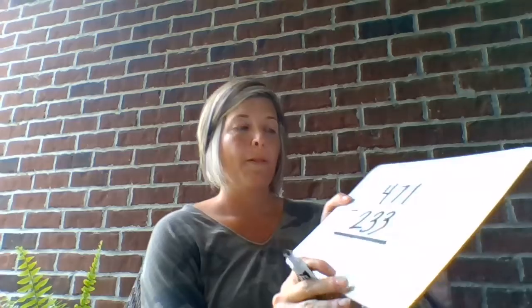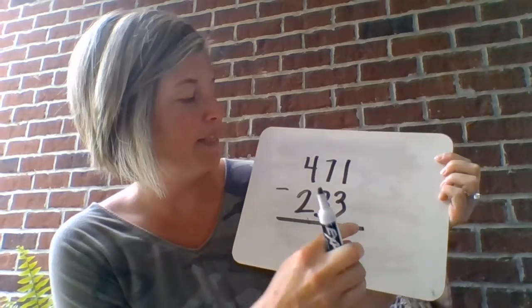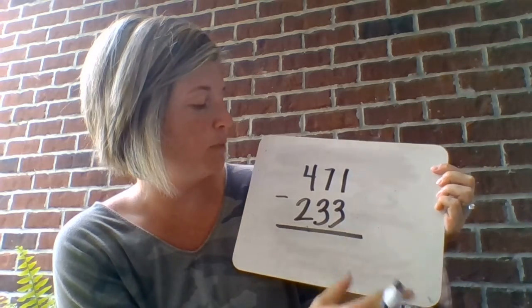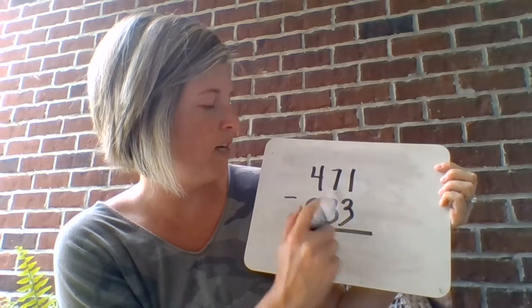Okay, let's look at another example where the number on top, when we go to subtract in the ones place, is bigger than the number on bottom. So we are going to have to regroup. So let's take a look at that. Let's do 471 minus 233. All right, so we have the same number of digits. They both go to the hundreds place. We've got ones, tens, and hundreds.